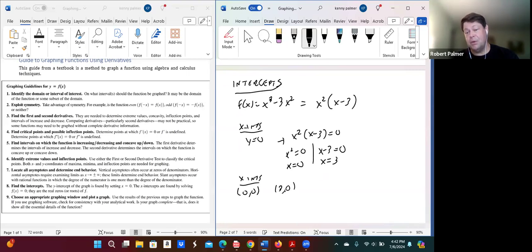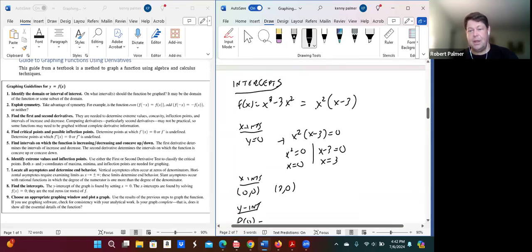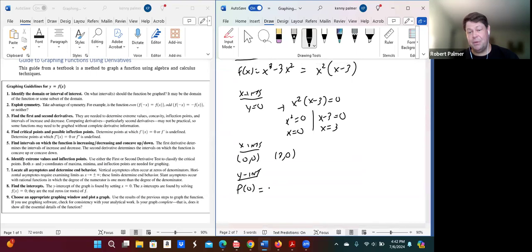or (3, 0), rather. And then the y-intercept, you can only have one y-intercept for a function. That's the easiest one. Just plug in f of 0. And actually, that's just going to be 0, because in factored form, you're putting a 0 right here, makes the whole thing 0. 0 times anything is 0. And so the y-intercept and the coordinates are (0, 0).